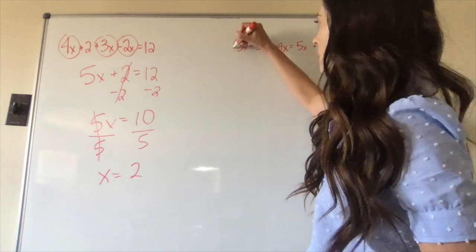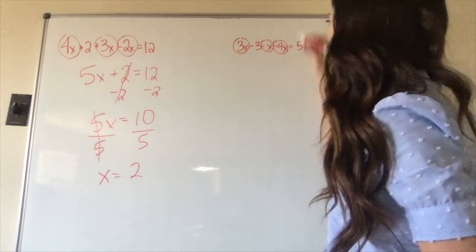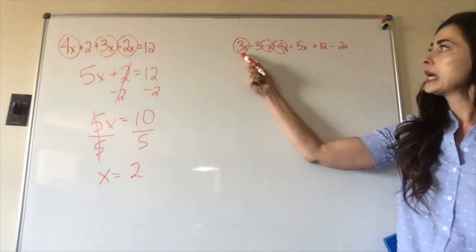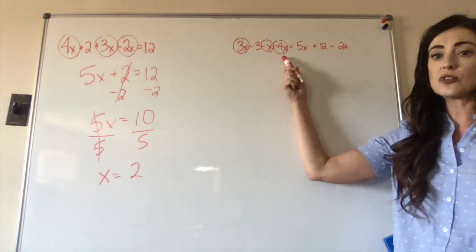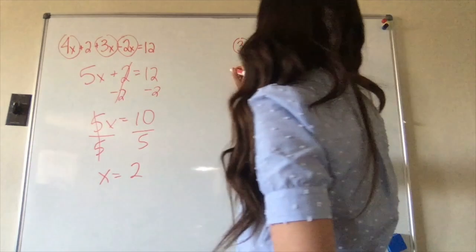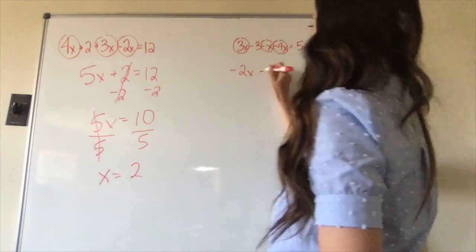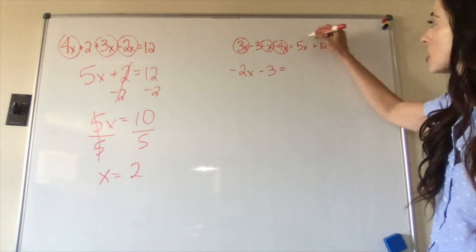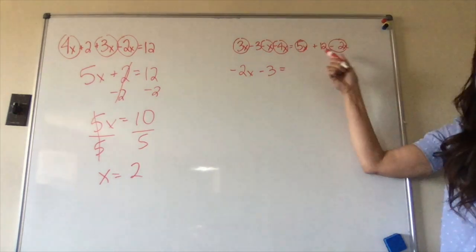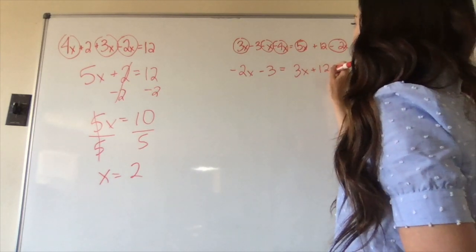So on my first side, I have 3x minus x minus 4x. So I'm going to move left to right. 3x minus 1x is 2x. 2x minus 4x is negative 2x. And then I'm going to bring my negative 3 value down, and my equal sign. Now over here I have two terms that have x. So 5x minus 2x gives me 3x. I'm going to bring my plus 12 down.